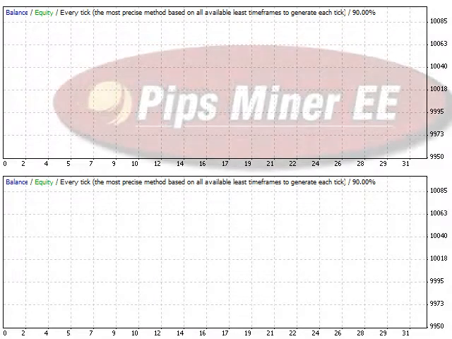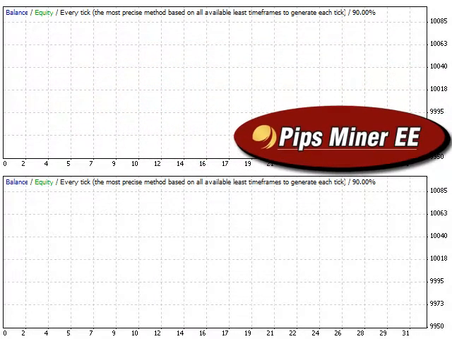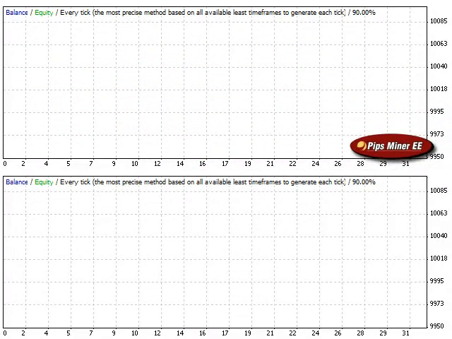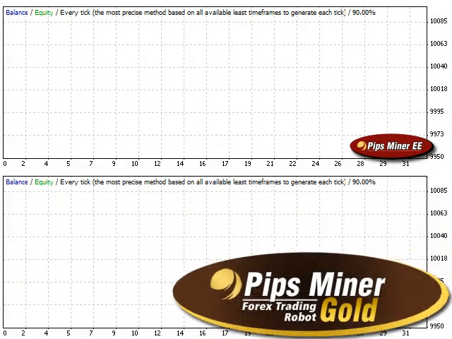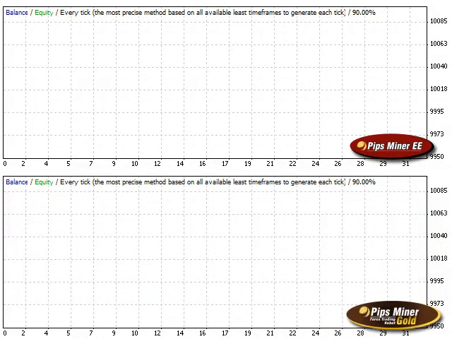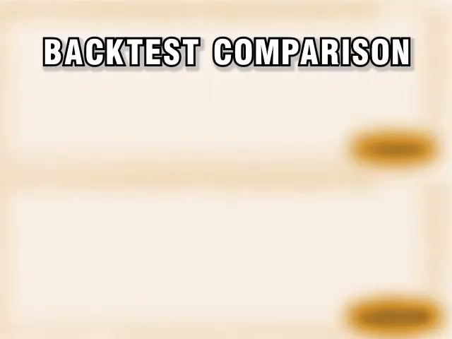The upper part of the screen shows the backtest for Pips Miner EE, which is the old version of the strategy, and the lower part of the screen shows backtest for the new Pips Miner Gold with the most aggressive settings. For such a comparison, it is better to use a backtest than a live test for a couple of reasons.